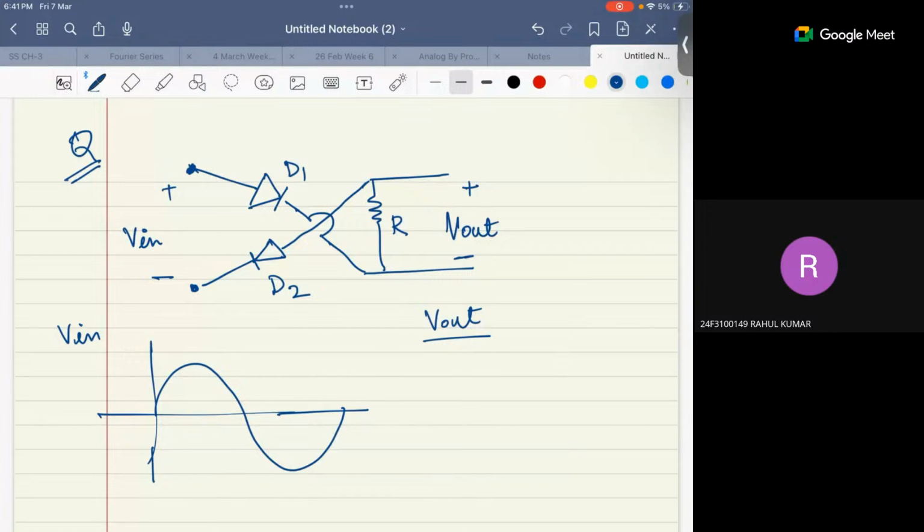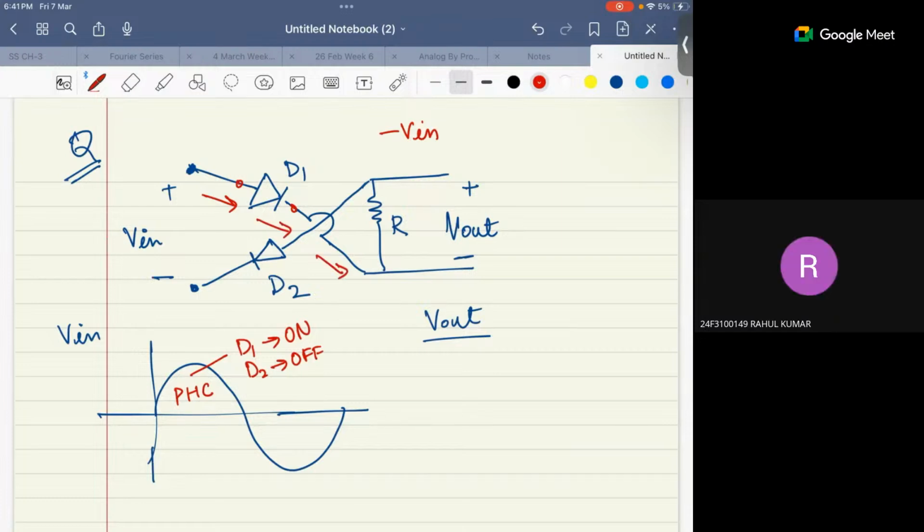Okay, so let's deal with the positive half cycle. During the positive half cycle, D1 will be on, correct? D2 is off, right? What will be the equation? Minus V input. This will be short circuited, right? So the current will go like this.